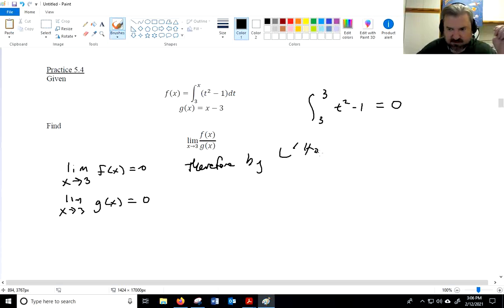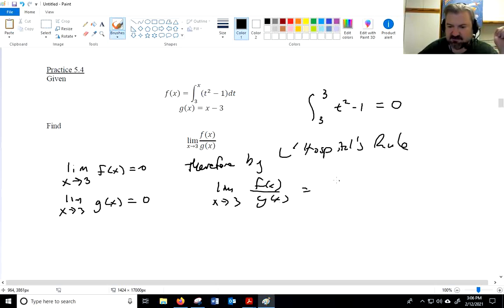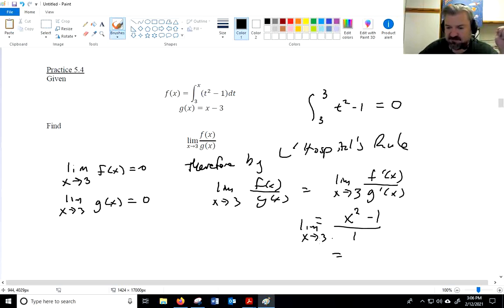by L'Hopital's rule, we know that the limit as x approaches 3 of f of x over g of x is actually equal to the limit, if it exists, as x approaches 3 of f prime of x over g prime of x. Now, the derivative of f of x requires us to use the fundamental theorem of calculus, so I just replace the t with x, and I get x squared minus 1. The bottom, the derivative of g, though, is just a 1. Got to write limit every time. Then I plug in my limit value 3, and I get 9 minus 1, which is 8.